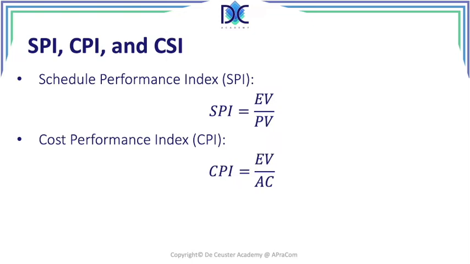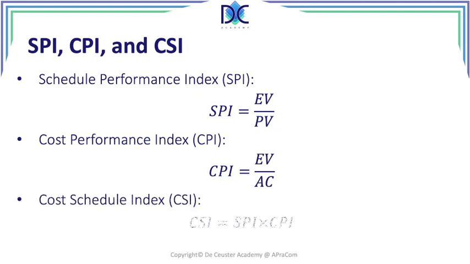When the earned value is smaller than the planned value, or the SPI is smaller than 1, we are behind schedule. For the CPI, when the EV over AC is smaller than 1, it means that we're spending more to create the value than we planned, and we're also over budget. Another parameter is the Cost Schedule Index, the CSI, which is the multiplication of the SPI and the CPI. The goal of the CSI is to be as close as possible to 1.